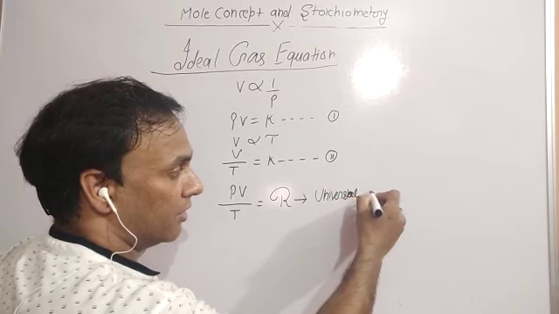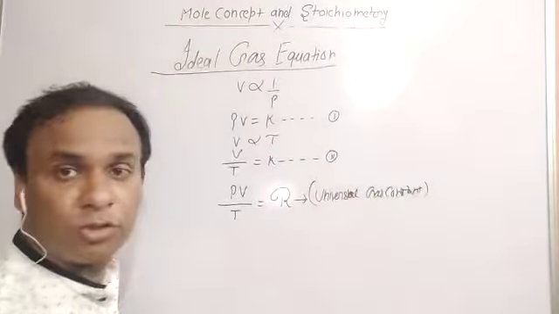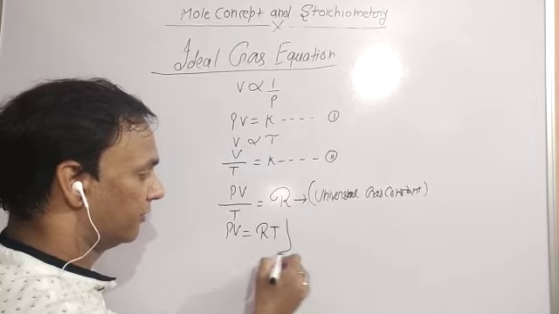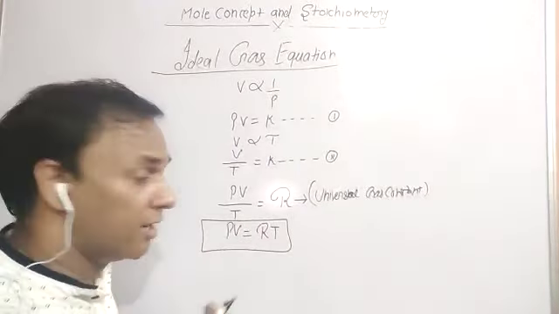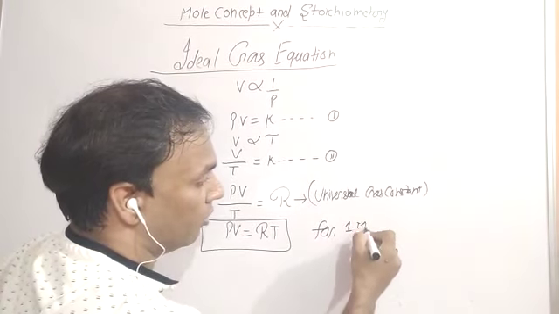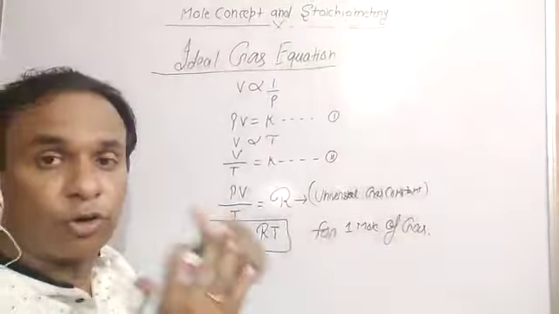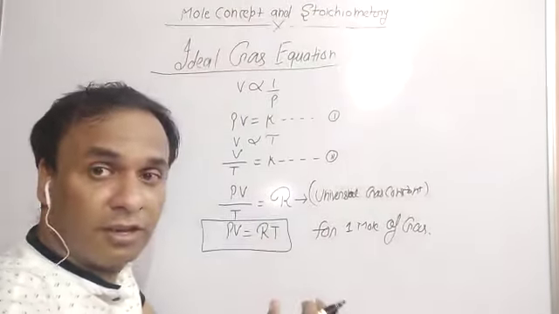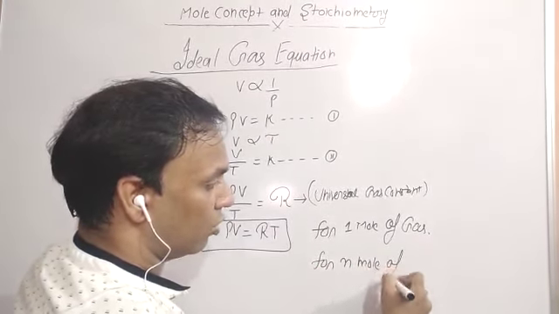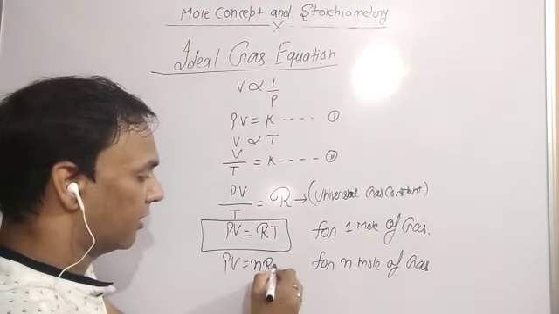R is the universal gas constant. That means PV is equal to RT. It is valid for 1 mole of gas. But suppose the number of moles of gas is n. For n moles of gas, PV is equal to nRT.